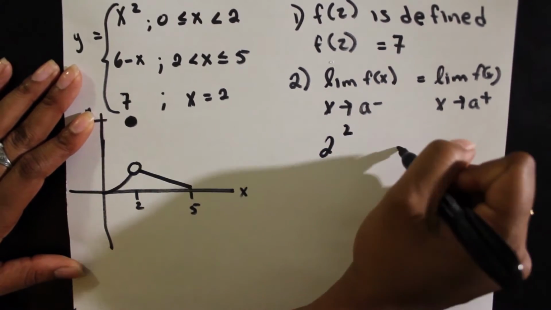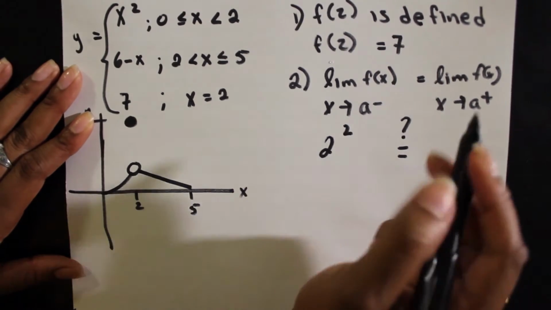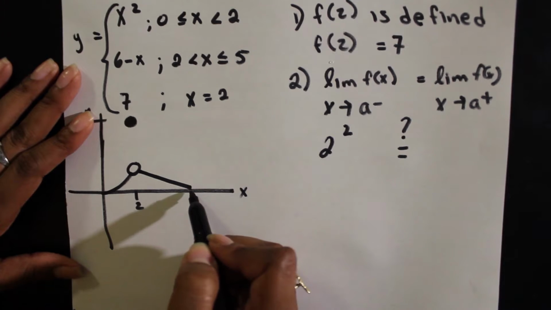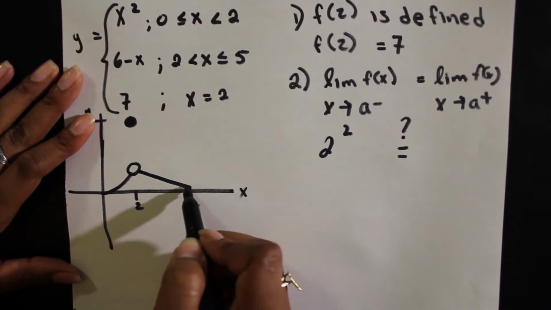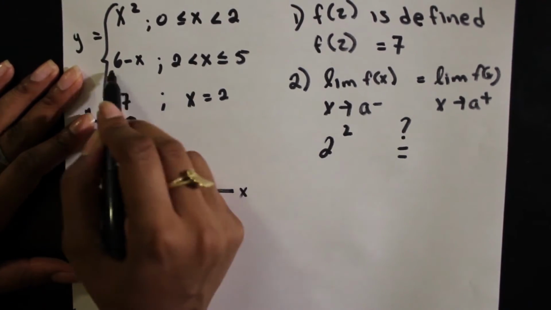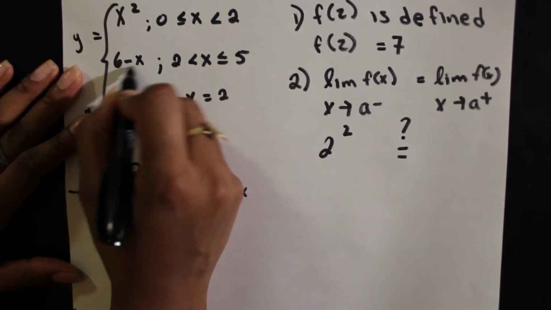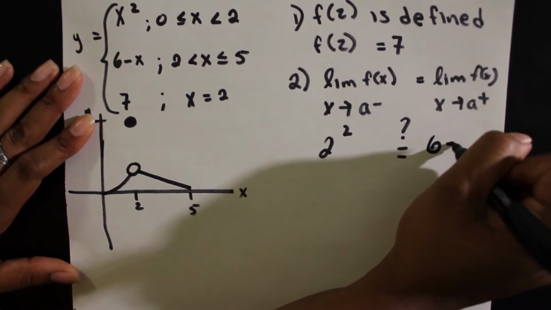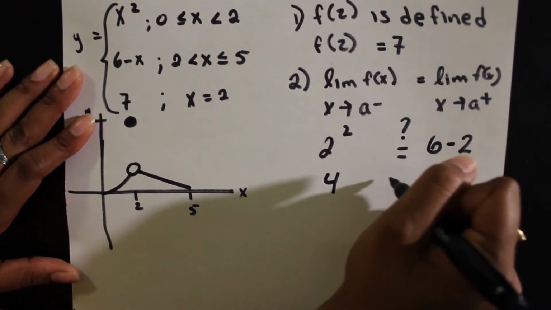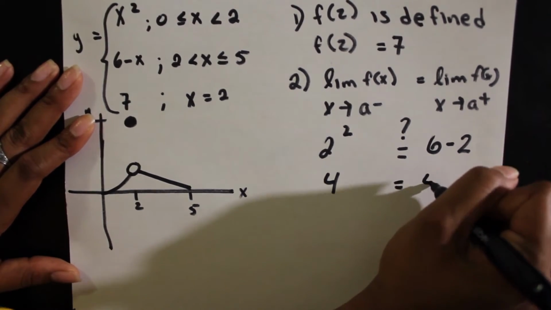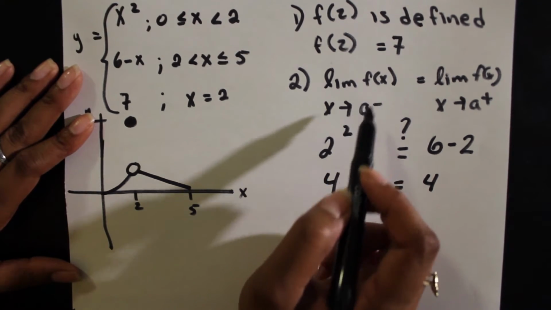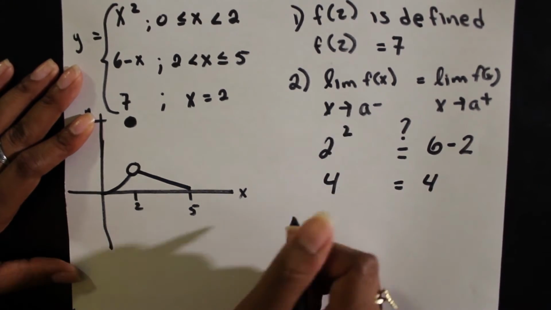So 2 squared, and we're checking if it equals the limit of f of x as x approaches a from the right. So it's from the right towards the left, which is this function right here. So we plug in 2 to this function. So we have 6 minus 2. So 2 squared equals 4 equals 4. So the limit of f of x as x approaches a equals 4.